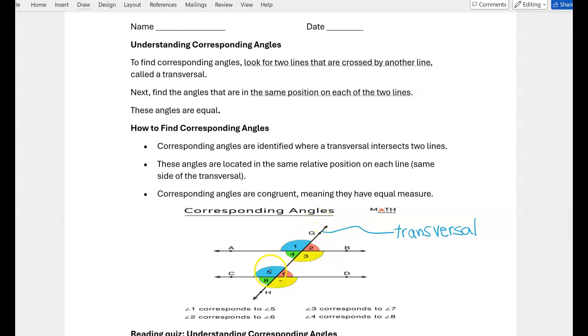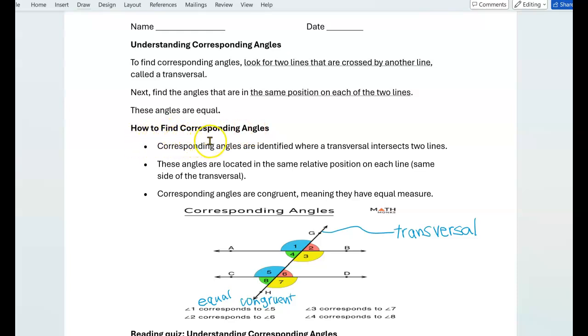So, angle 1 and angle 5. Angle 1 corresponds to angle 5. They are equal. They are congruent. Okay, they're equal, they're congruent. We've talked about that word a lot. Equal, congruent. All right, let's keep going.